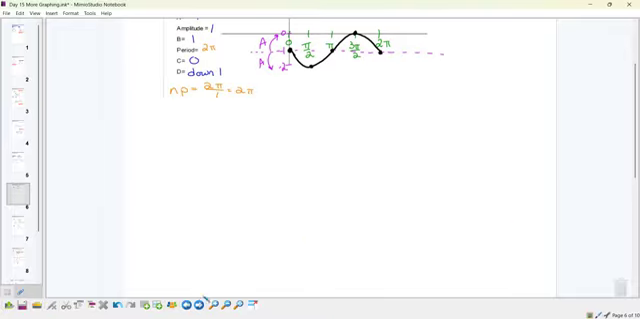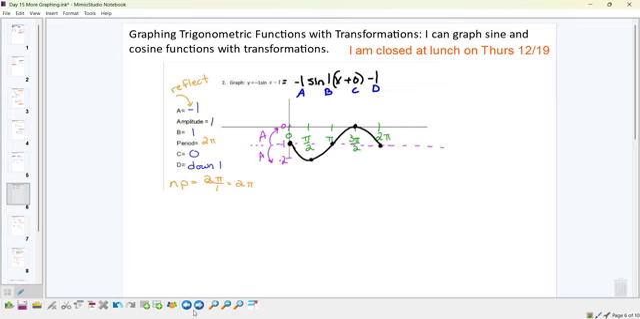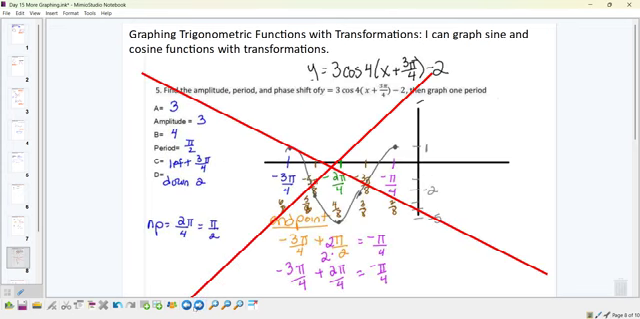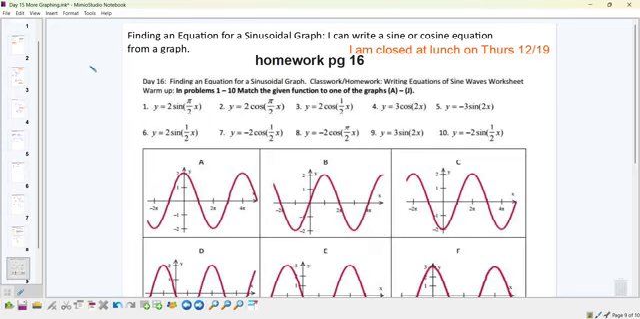Okay, so some answers here. Your homework is page 16. This is old. You can ignore that. You are going to match the 10 equations at the top with the 10 graphs below.